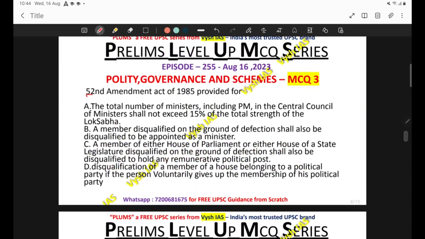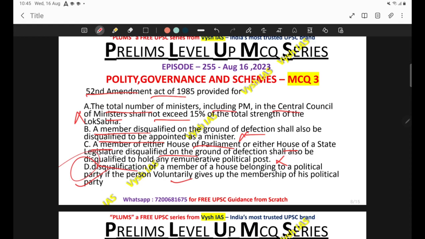Now come to the next. The 52nd Amendment Act of 1985 provided for, okay, the total number of ministers including the PM in the Central Council of Ministers shall not exceed 15% of the total strength of Lok Sabha. No, this is incorrect. A member disqualified on the ground of defection shall also be disqualified to be appointed as a minister. Incorrect. A member of either House of Parliament or either House of a state legislature disqualified on the ground of defection shall also be disqualified to hold any remunerative political post. Incorrect. Disqualification of a member of a house belonging to a political party if the person voluntarily gives up the membership of his political party. Yes, D is the correct answer.